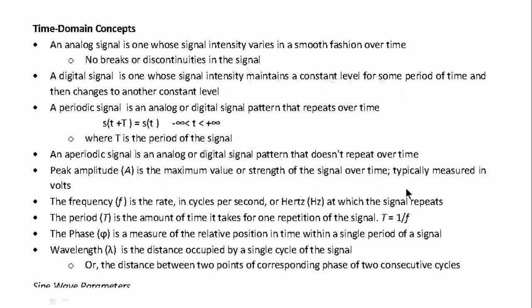So what we're saying is the frequency is the rate of cycles per second, which is measured in hertz, as we'll see later on. And then the time is the amount of time it takes for one repetition of the signal. The lambda, which is the wavelength, is the distance occupied by one cycle of the signal. So these are the concepts of time domain that we're going to make use of.